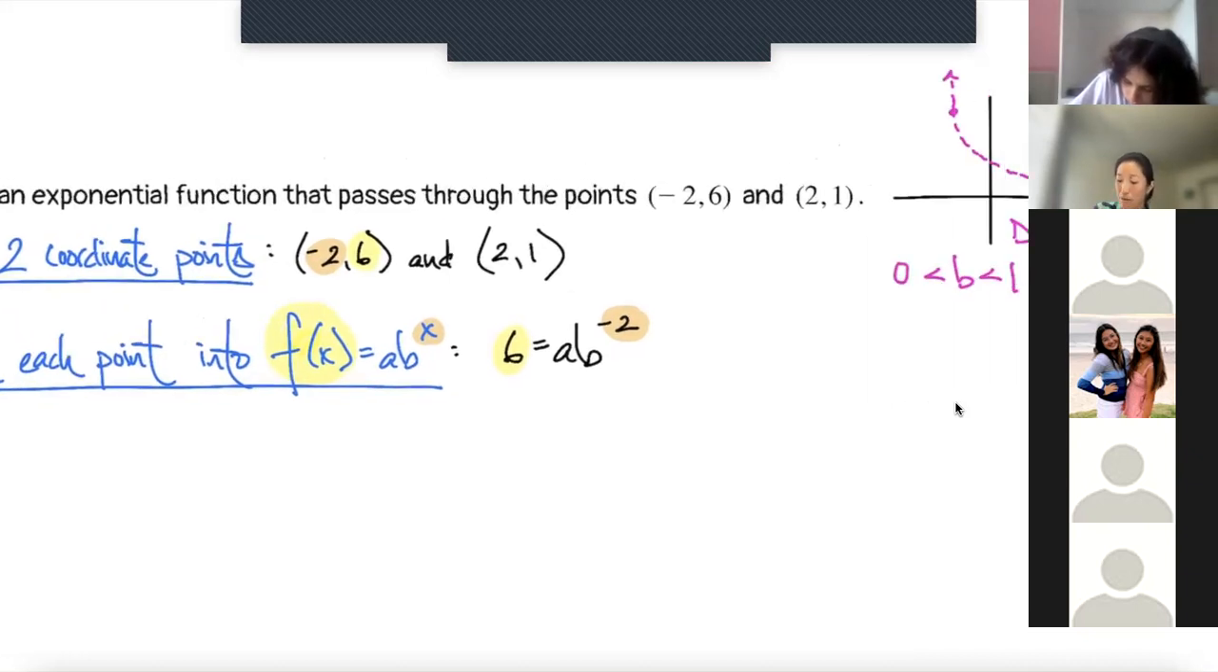All right, so that's for one of the points. Now we're going to do the same thing with the other point. So what would I write for the second point being plugged into that equation? 1 equals ab squared. Good. 1 is going to be the y value, and 2 is going to be the x value. So 1 equals ab to the power of 2.